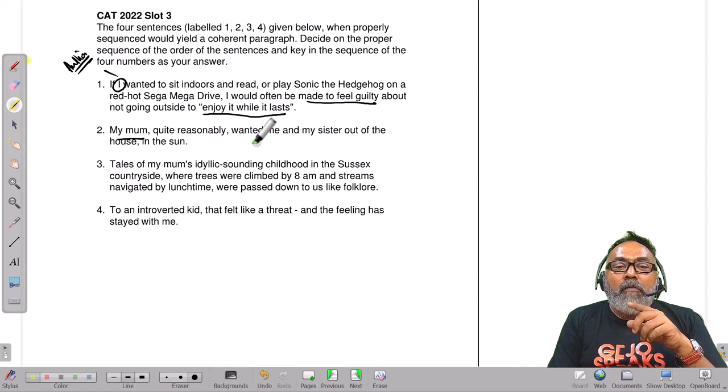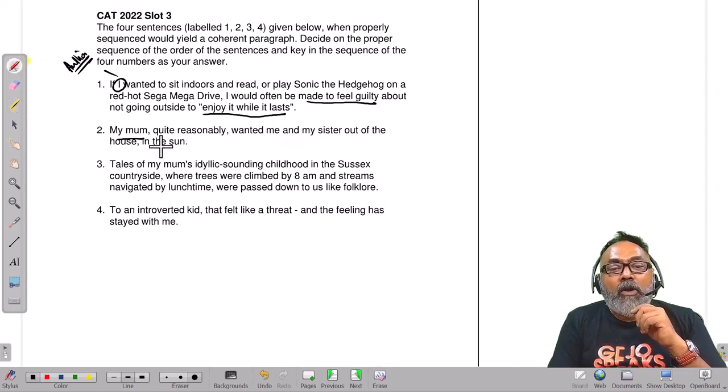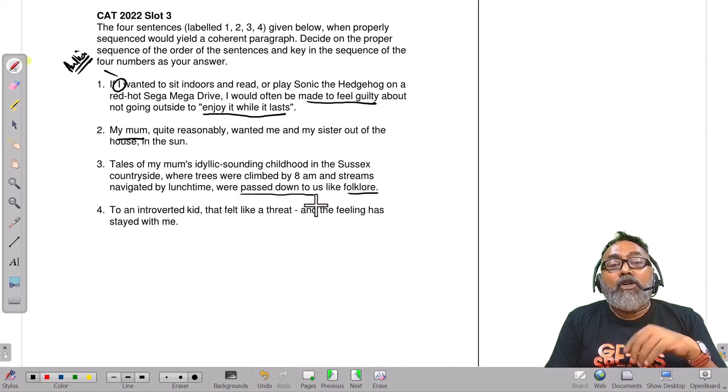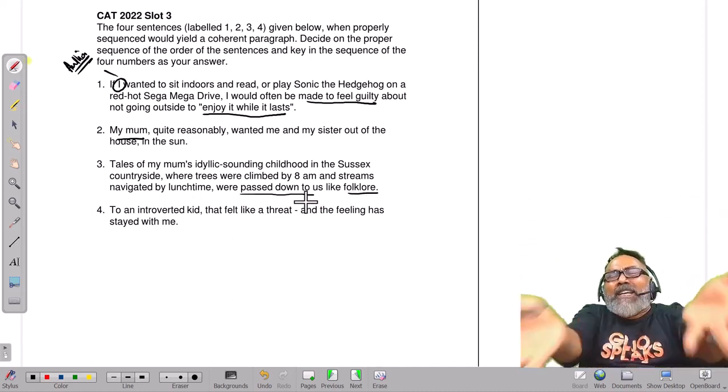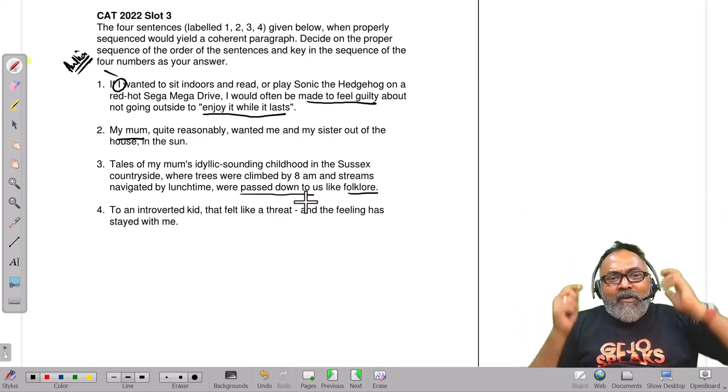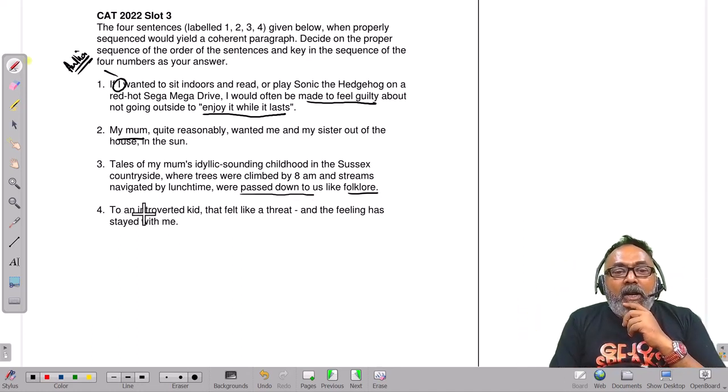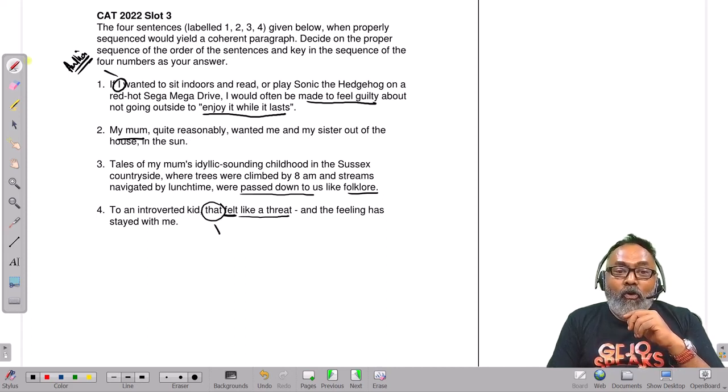So my mom quite reasonably wanted me and my sister out of the house in the sun. Sentence 3 says tales of my mom's idyllic sounding childhood in the Sussex countryside, where trees were climbed by 8 a.m. and streams navigated by lunchtime were passed down to us like folklore. So mom used to tell us, when I was a kid, I used to do this. Why are you sitting at home? Go out. To an introverted kid, that felt like a threat. This sentence needs support from somewhere, and the feeling has stayed with me.